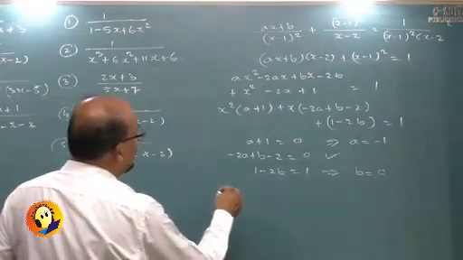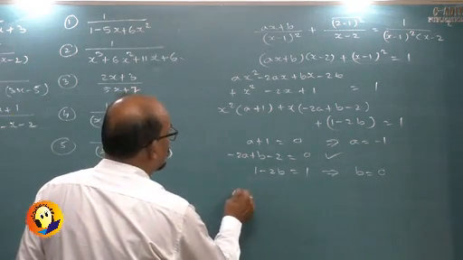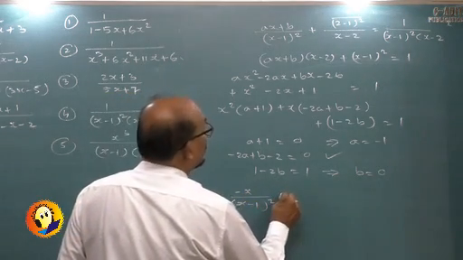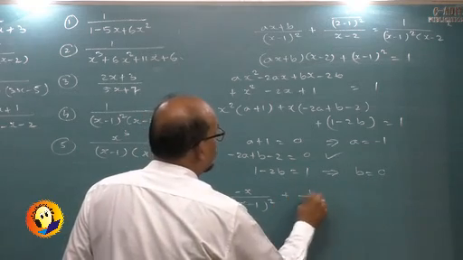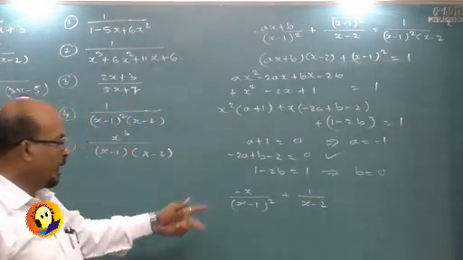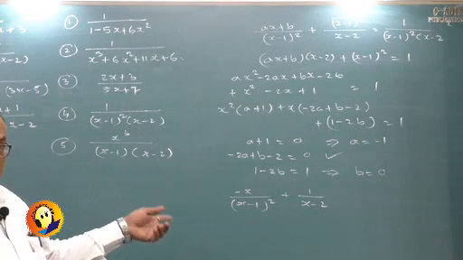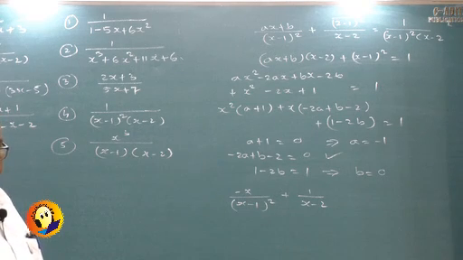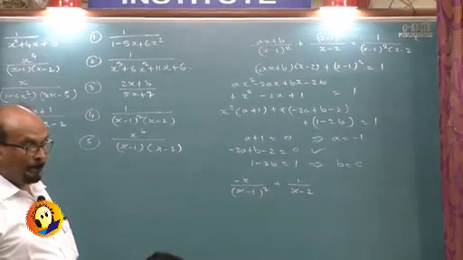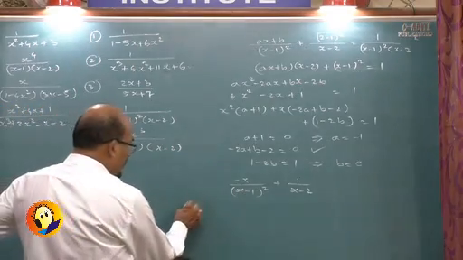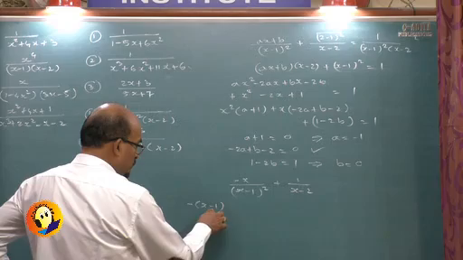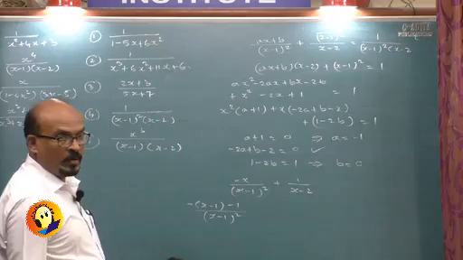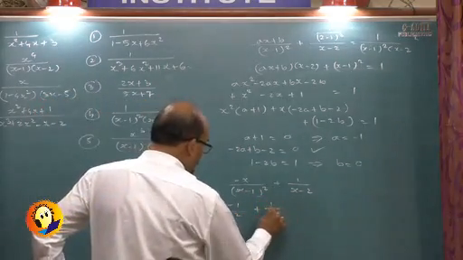Okay, so that will result in what? A is minus 1, so minus x upon x minus 1 bracket square plus 1 upon x minus 2. We want to find nth derivative of this. Now what do we do with this? Now this should be written as minus of x minus 1. So this is plus 1, minus 1 upon x minus 1 bracket square plus 1 upon x minus 2.